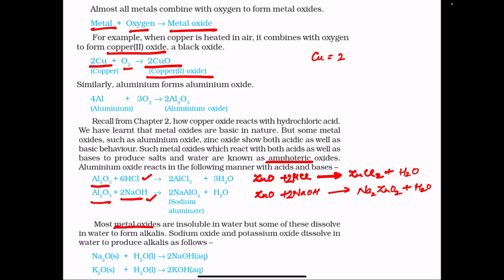Most of the metal oxides are insoluble in water, but some dissolve in water to form alkalis. For example, sodium oxide dissolves in water to form NaOH. This aqueous solution of NaOH is known as alkali. Potassium oxide dissolves in water to give potassium hydroxide.